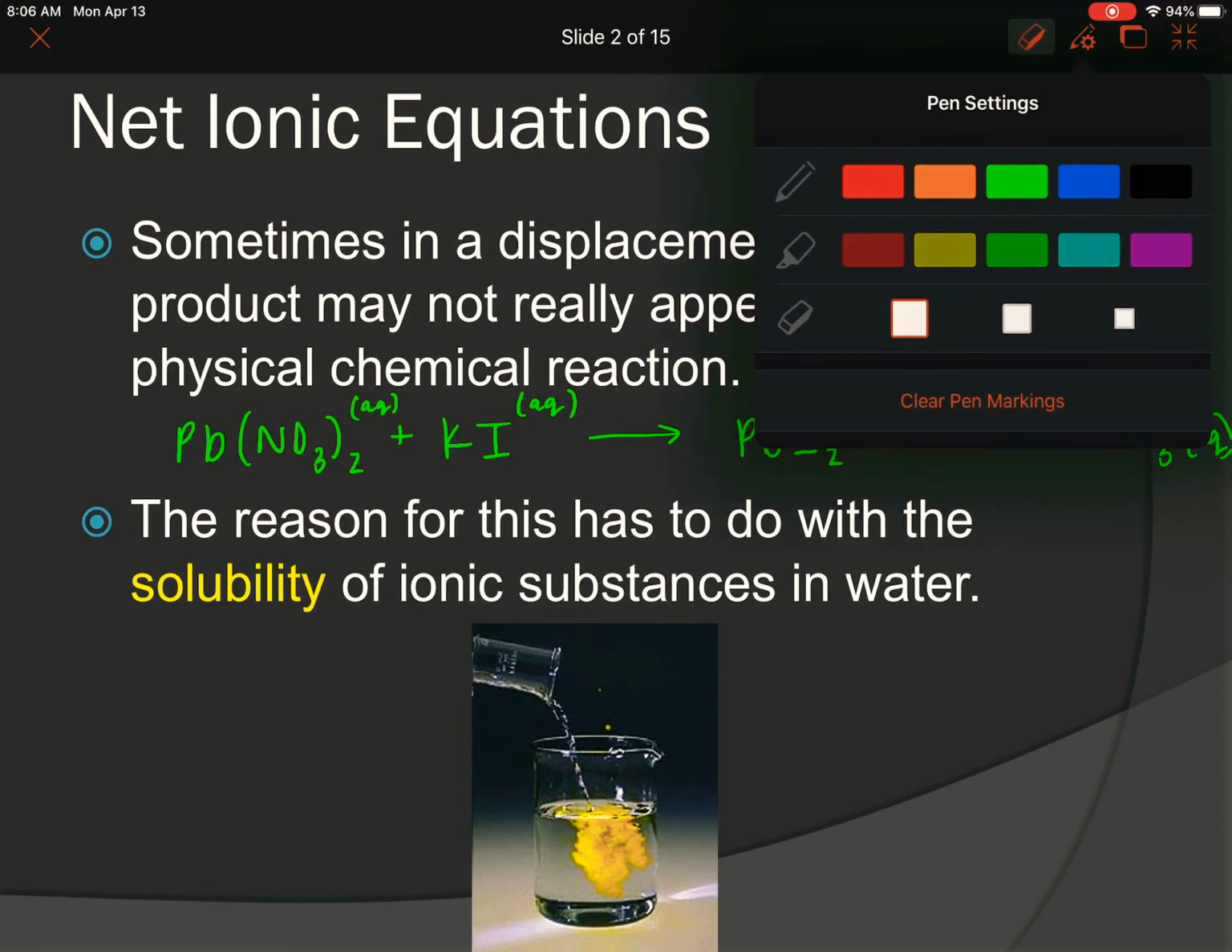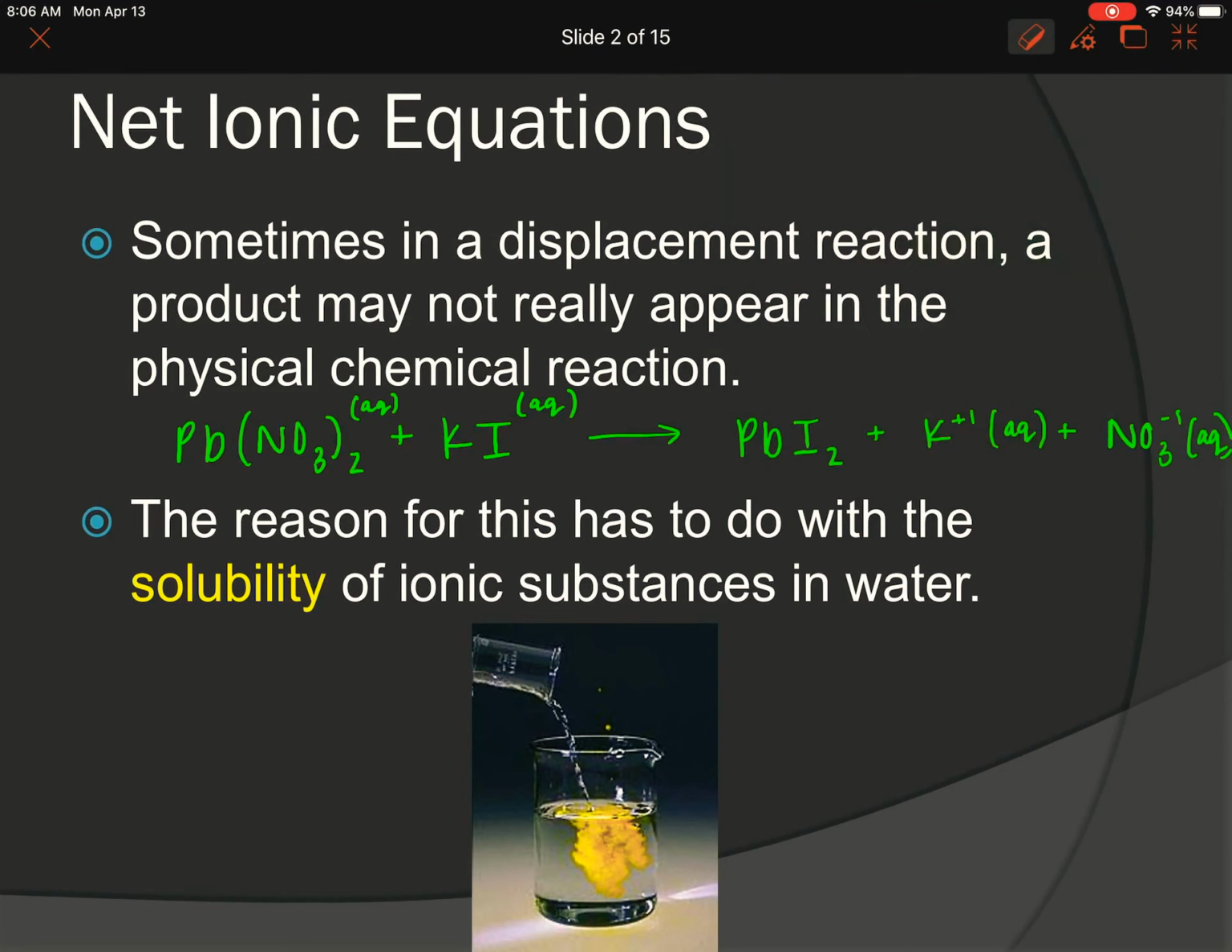So since we wouldn't include them in the product side, that also means that we have to decide, are we going to even include them in the reactant side? Is it worth saying that potassium and nitrate were even present at all if it's just the lead ion and the iodide ion that we're reacting to make lead iodide? So this is why we have net ionic equations. It's really with the interest of only writing the species in the reaction that are actually reacting and ignoring the other particles that are not participating.